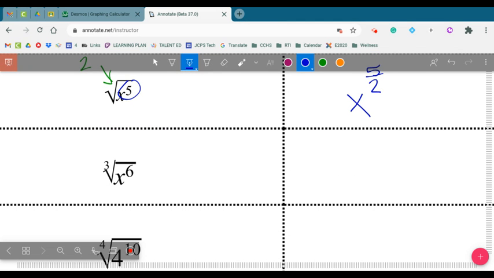Okay, next one, x to the sixth, cube root. So we're going to have x, and then our exponent is our numerator, our index is our denominator. Now this is the same as saying x to the second, so sometimes this will be able to simplify.